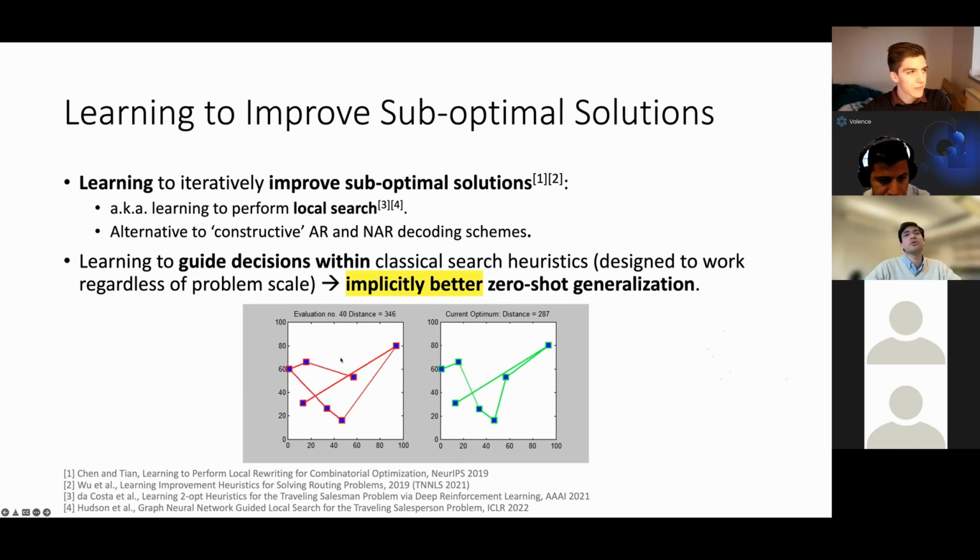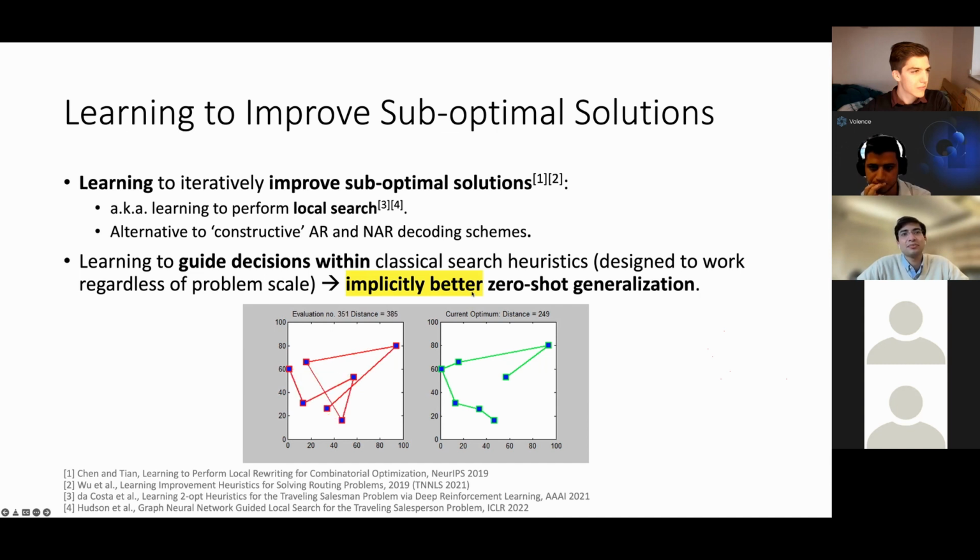So what you can see here is that, in this GIF, you're making small local changes to a solution. And if that improves, then you make it your optimal solution. And if it doesn't, then you keep making more local updates. So these local updates were previously done based on heuristics, but the big idea with these works is that you can now learn to perform these local updates.